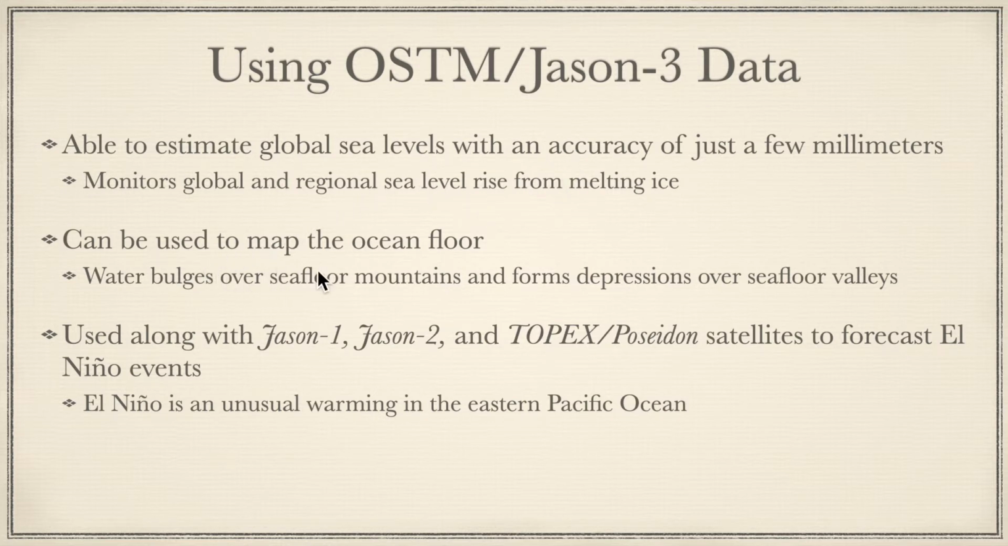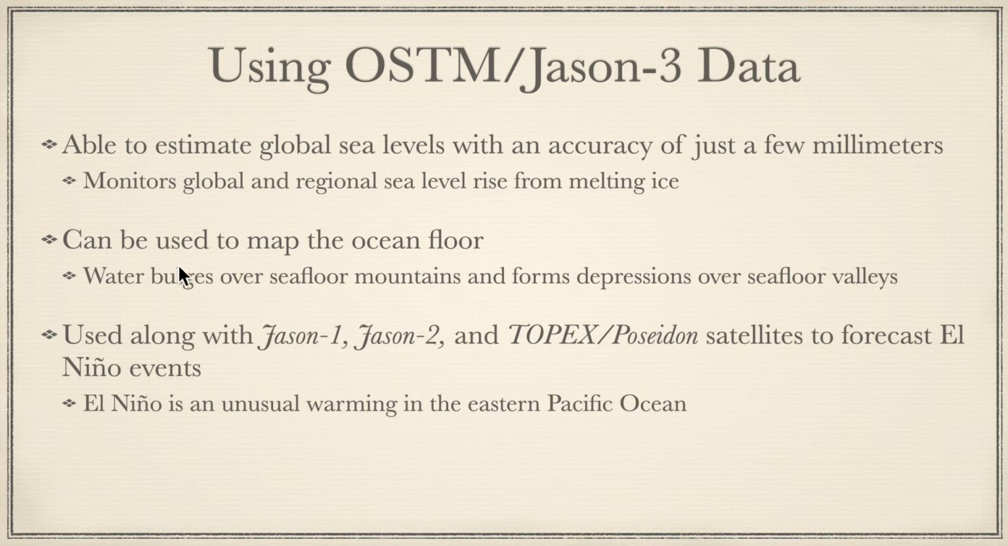This can be used to map the ocean floor as well. Now, that's a little bit tricky, but water tends to bulge up over seafloor mountains. So if you have a mountain on the seafloor, you're going to have a little bulge in the water on the ocean surface. And there's also depressions in the ocean surface if there's a seafloor valley, very much like if you have a stream that's flowing and there's rocks in the stream. You can kind of get an idea of where the rocks are under the stream by looking at the surface of the stream.